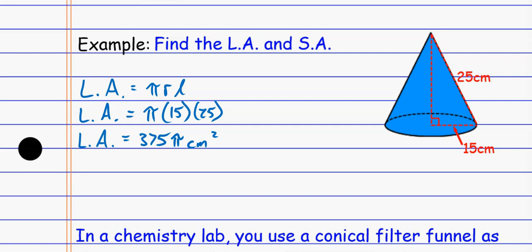And now the surface area is just the lateral area, which I just found, plus the area of the base. Well, the area of the base, that's a circle. And to find the area of a circle, it's pi r squared. So pi times r squared, so the radius squared, so that's the 15. And now it's just a matter of simplifying.